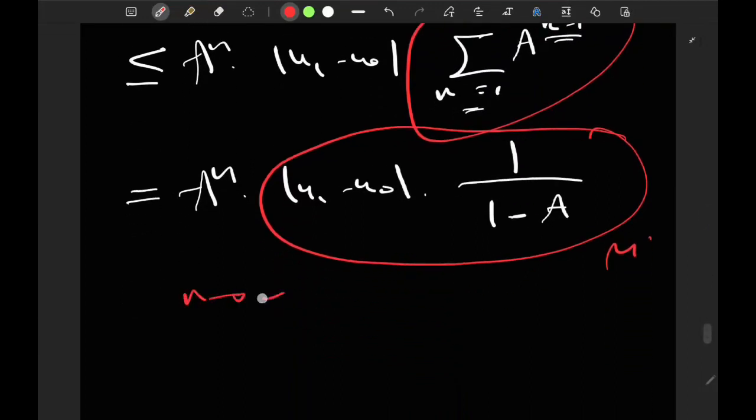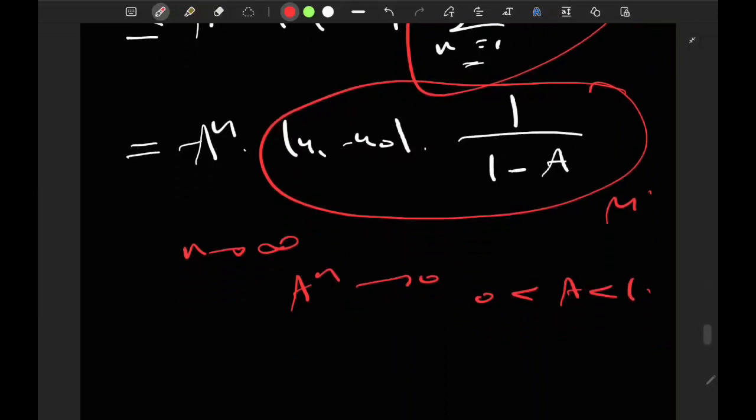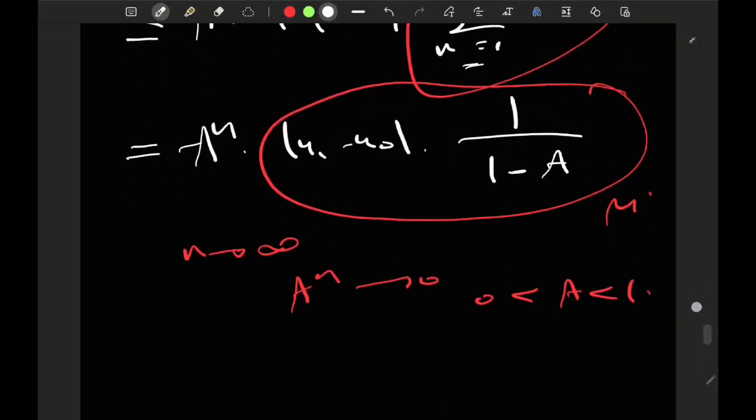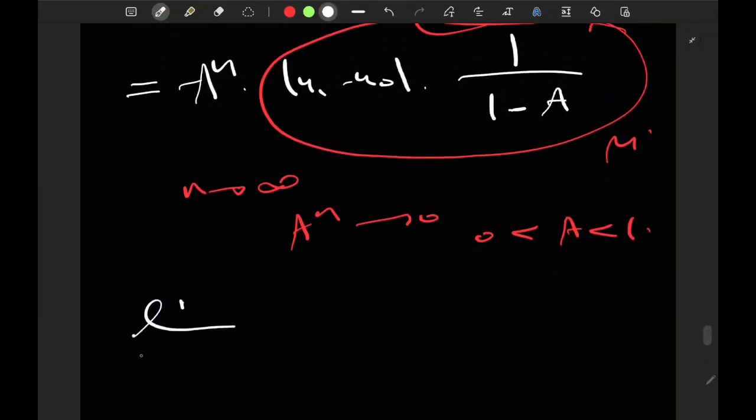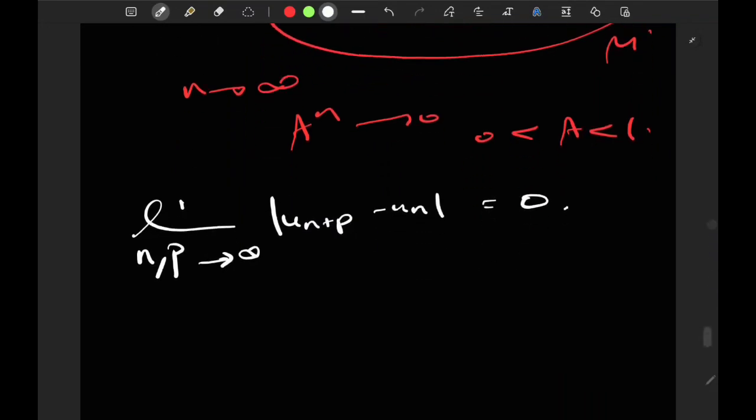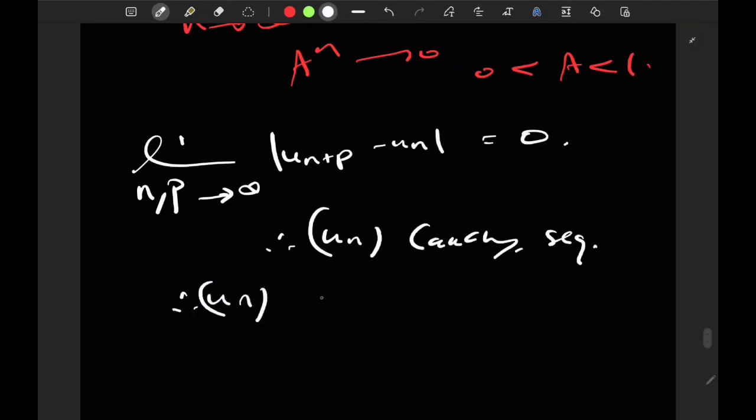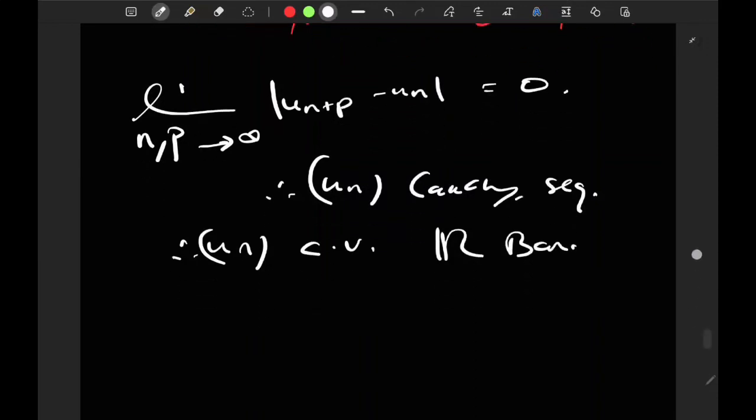And as n goes to infinity, a to the n goes to 0 because a is squeezed between 0 and 1. So then the right-hand side has limit 0, and that obviously means that the left-hand side, the limit as n and p go to infinity of the absolute value of u_{n+p} minus u_n, is equal to 0. And therefore u_n is a Cauchy sequence, and therefore u_n is convergent. Why? Because R is Banach. Every Cauchy sequence is convergent.